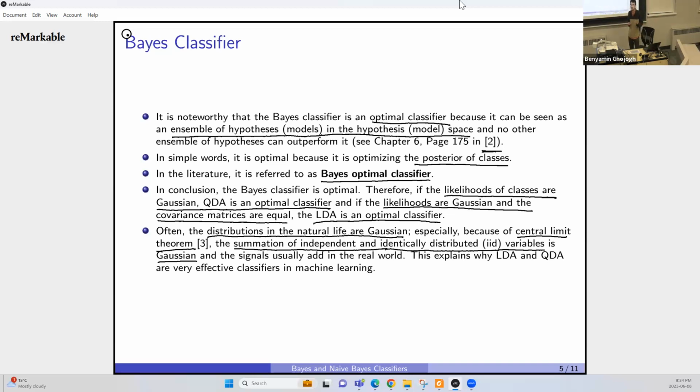Interesting. Okay. And in nature, signals add to each other. Signals usually add up in the real world. Therefore, Gaussian distribution is the most common distribution in the world. Even the filters in our eyes are Gaussian. Okay, that's why LDA and QDA work very well. Because our data sets are usually natural data sets, blood pressure and these things, right? This explains why LDA and QDA are very effective.